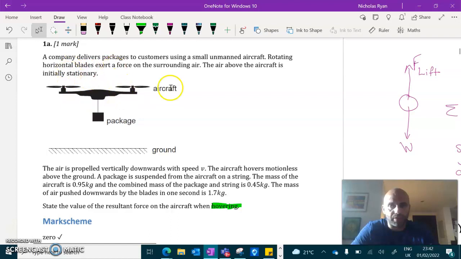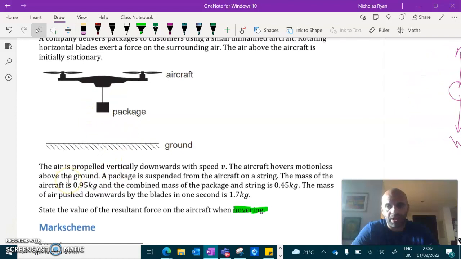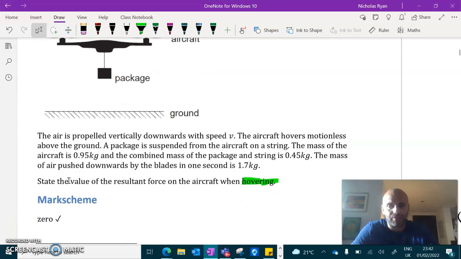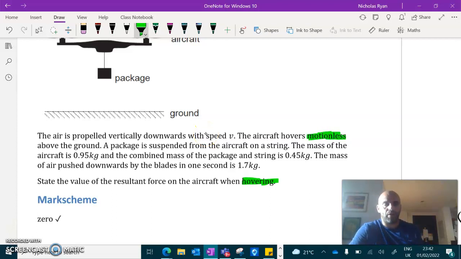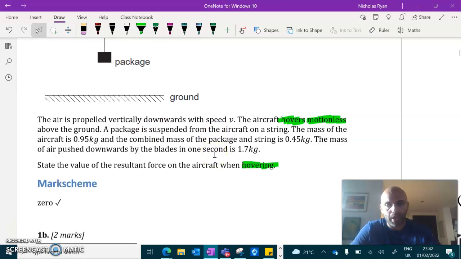You've got a company that delivers packages. You've got basically a drone with a string attached to it and a package attached to that. The air is propelled down vertically with a speed of v, and the aircraft hovers motionless above the ground. So keywords coming up there: motionless, okay, or hovering. That means the velocity is 0, okay. I guess it's confused a little bit by the fact that the air is propelled downwards with a speed v, but we'll get to that in a second.